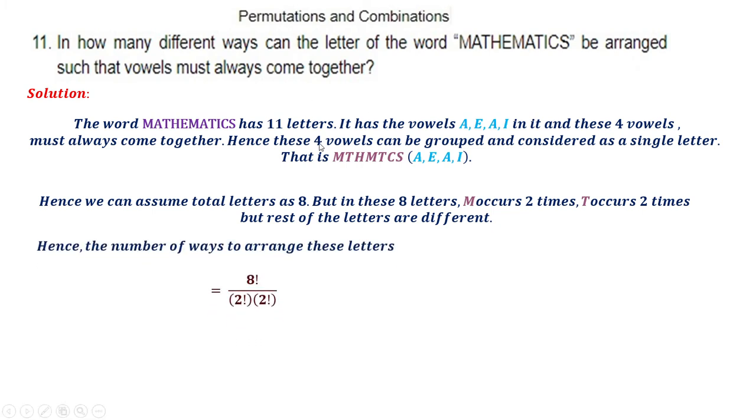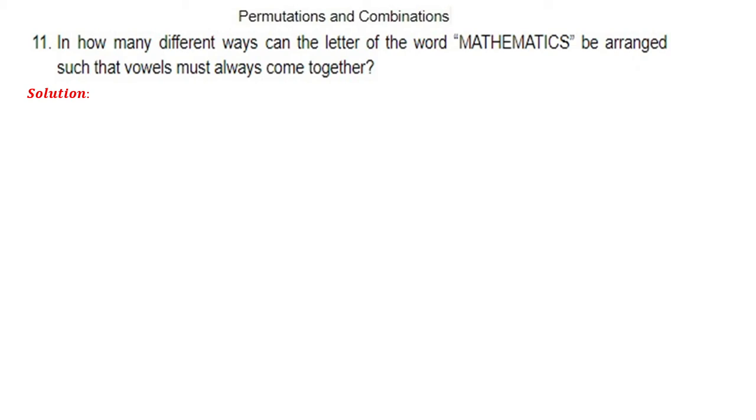So, 11 factorial over 2 factorial, for the M, and then 2 factorial, for the T. Actually, the C and S are 1 factorial each, which is 1 already. So, there are 10,080 ways that can happen.